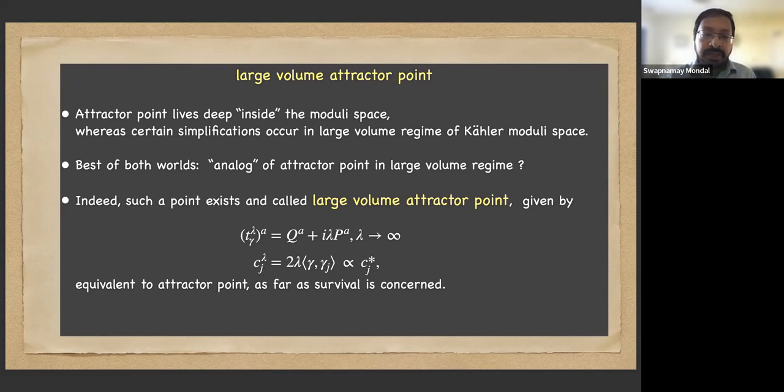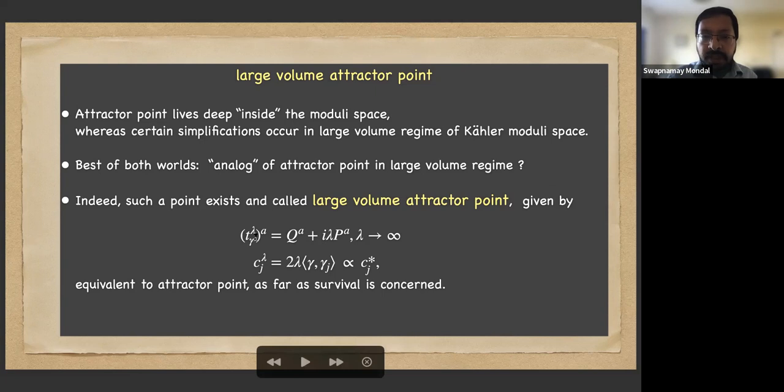So you have one simplification at the attractor point, and a sort of complementary simplification at this large volume regime. Of course, we would like to have the best of both worlds. So we wondered, can there be some sort of attractor point in this large volume regime as well? And luckily the answer is yes.